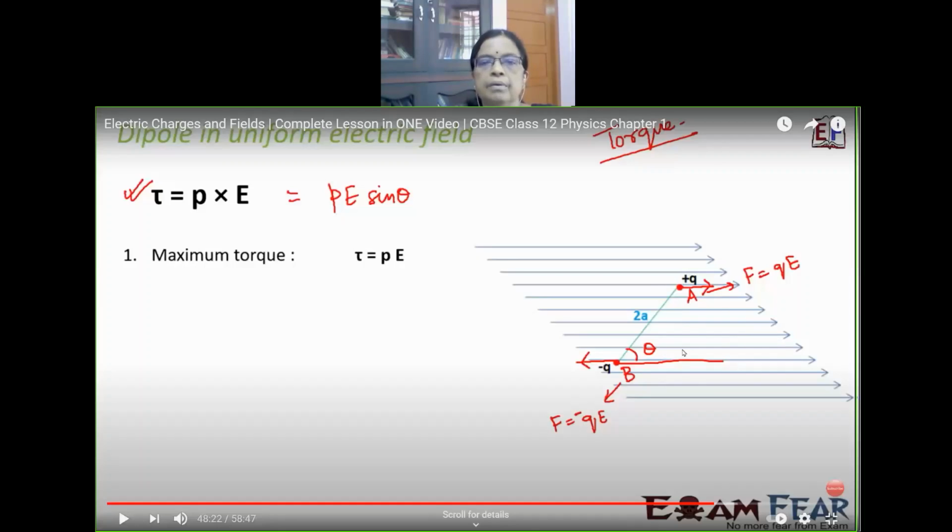So how will you find out the torque? Force into perpendicular distance. That is torque. Those things we have studied last year. Torque is equal to force into perpendicular distance. So then I will show our page.